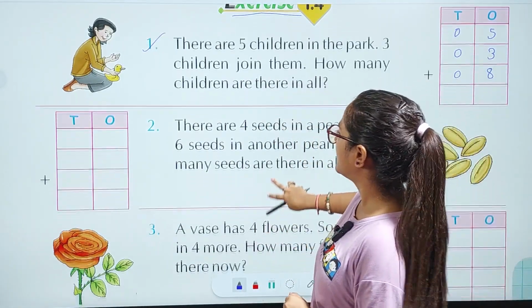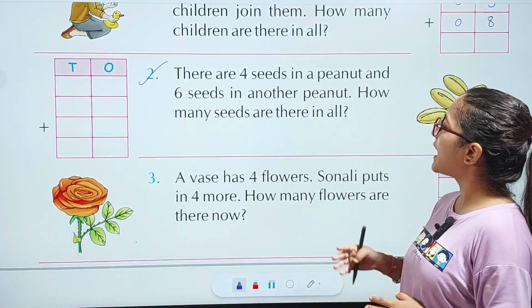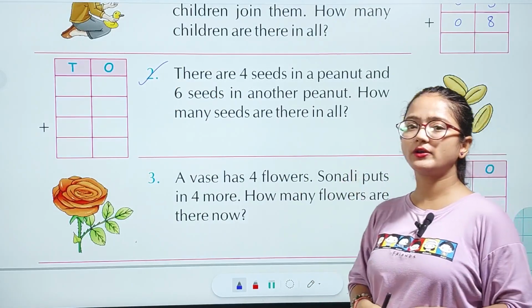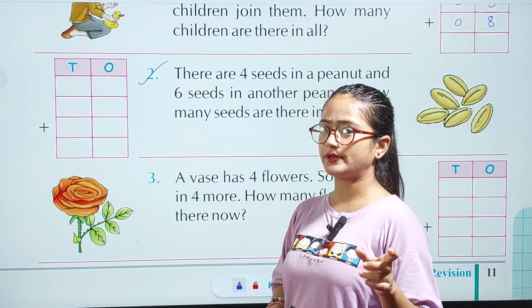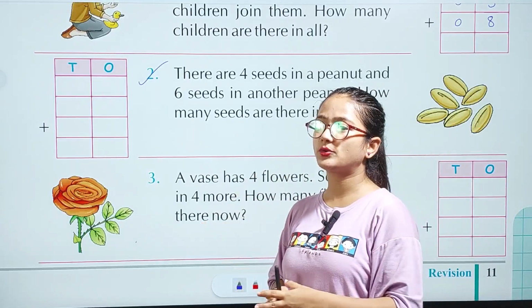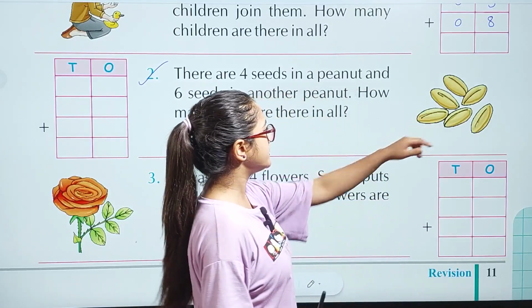Okay. Now the next question is, there are 4 seeds in a peanut and 6 seeds in another peanut. How many seeds are there in all? There are 4 seeds in a peanut, and after that it says there are 6 seeds in another peanut. So in total how many seeds are there? As you can see the peanut also here in the figure.